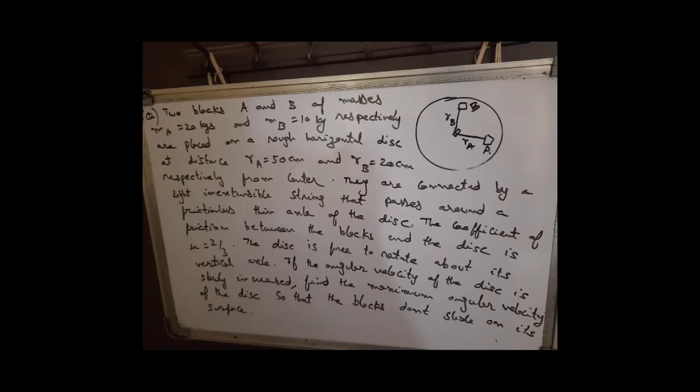Then friction force plus tension on A should be m omega square r. And the same thing, friction force plus tension on B should be m2 omega square r2. What will be the direction of friction force on B? On B will be inwards. No. If on A it's outwards, B will be inwards. If on B it's inwards, A will be outwards. Right. Check that once.